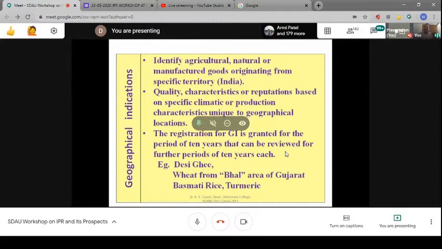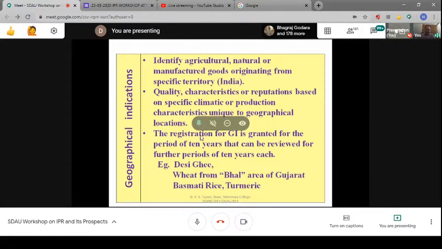We'll give the example of the Patan patola, the kind of sari that is used by women. That is not an individual skill, or the skill of a particular family or a particular group of society, but a skill of the entire community. It's a common property resource. So such products can be protected using geographical indications.